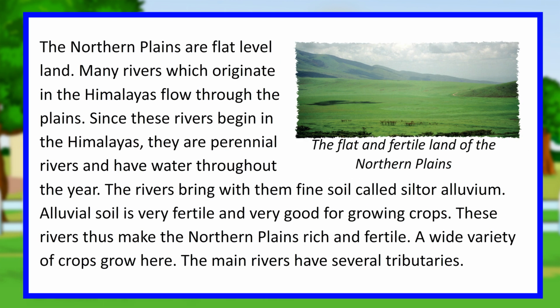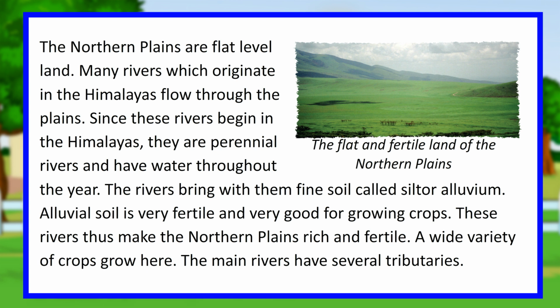The northern plains are flat level land. Many rivers which originate in the Himalayas flow through the plains. Since these rivers begin in the Himalayas, they are perennial rivers and have water throughout the year. The rivers bring with them fine soil called silt or alluvium. Alluvial soil is very fertile and very good for growing crops. These rivers thus make the northern plains rich and fertile. A wide variety of crops grow here.